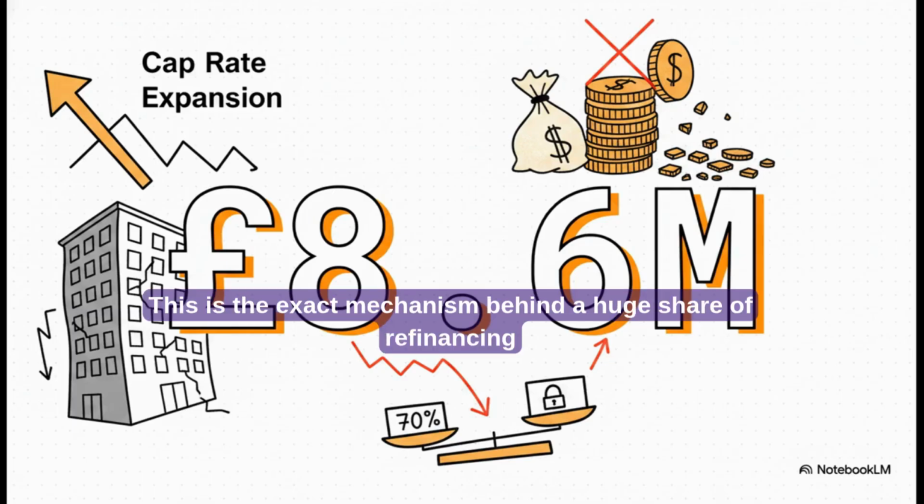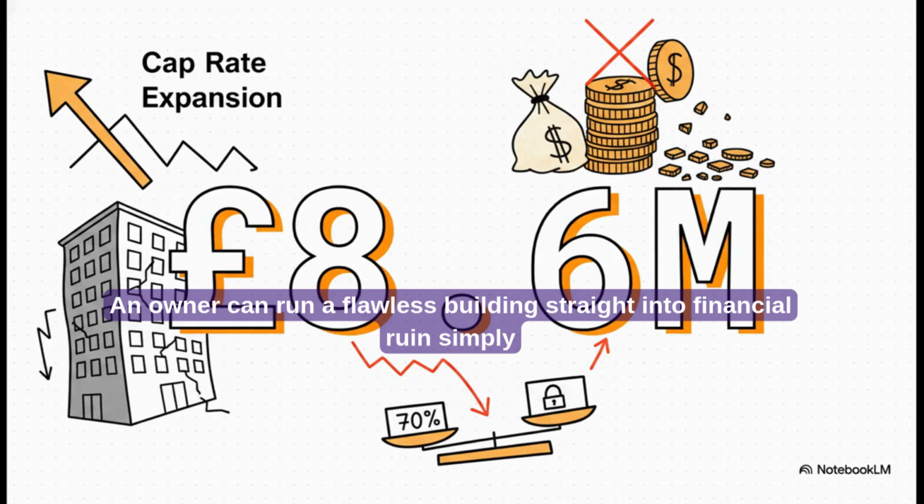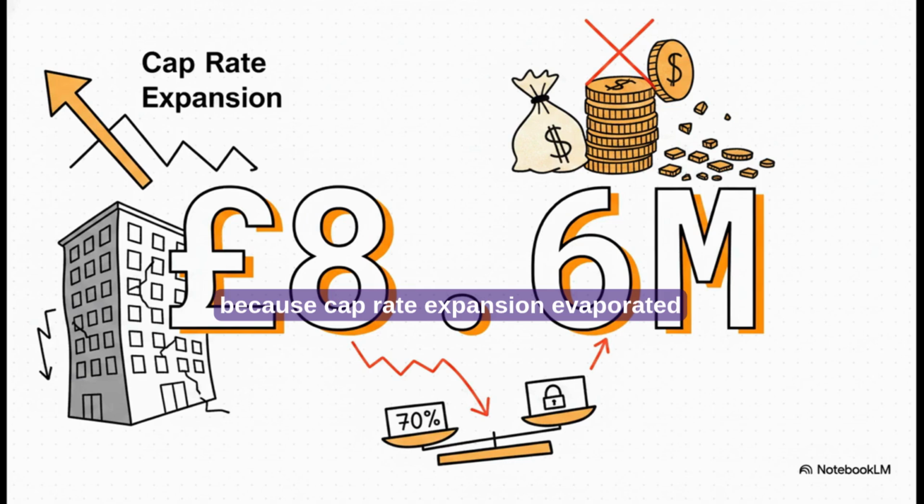This is the exact mechanism behind a huge share of refinancing distress today. An owner can run a flawless building straight into financial ruin simply because cap rate expansion evaporated the value that their existing leverage was tied to.